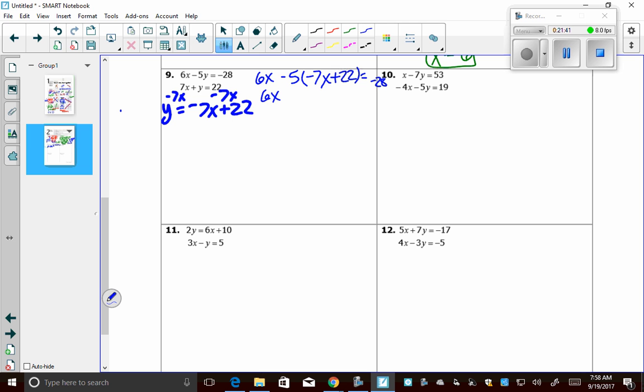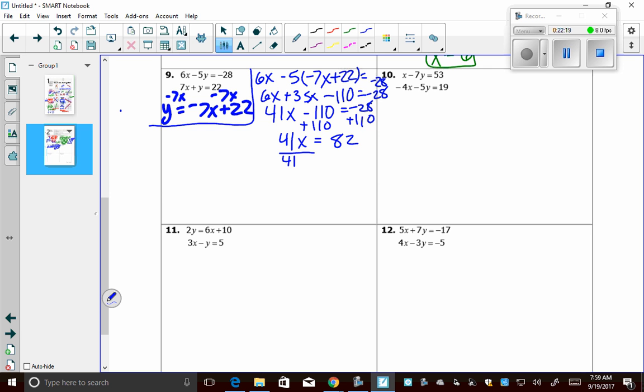Distribute 6x plus 35x minus, that should give me negative 110 is equal to negative 28. So once you do that, combine your like terms and you get 41x minus 110 is equal to negative 28. Add 110 and you get 41x is equal to 82. Divide by 41 and you get x is equal to 2.